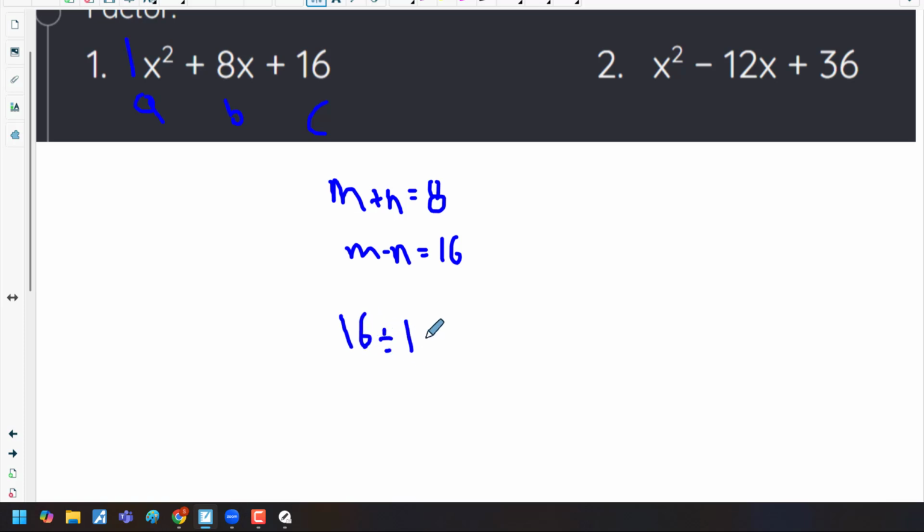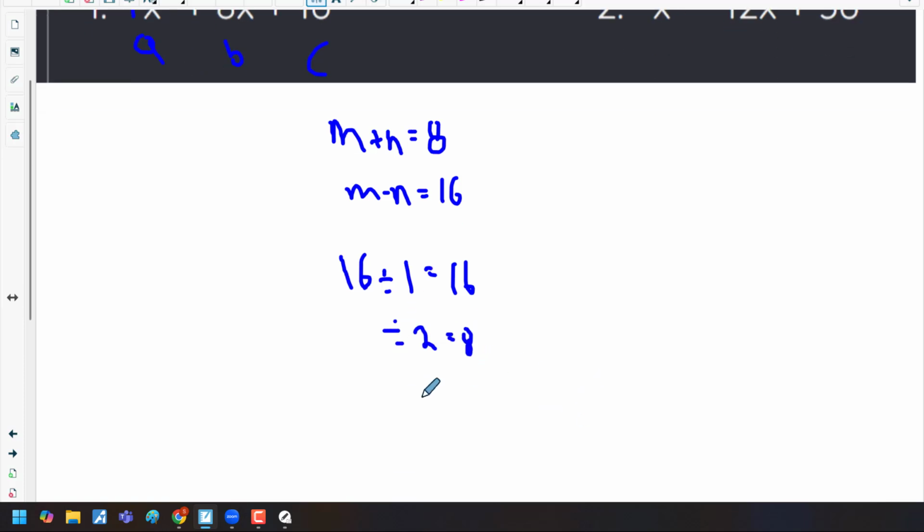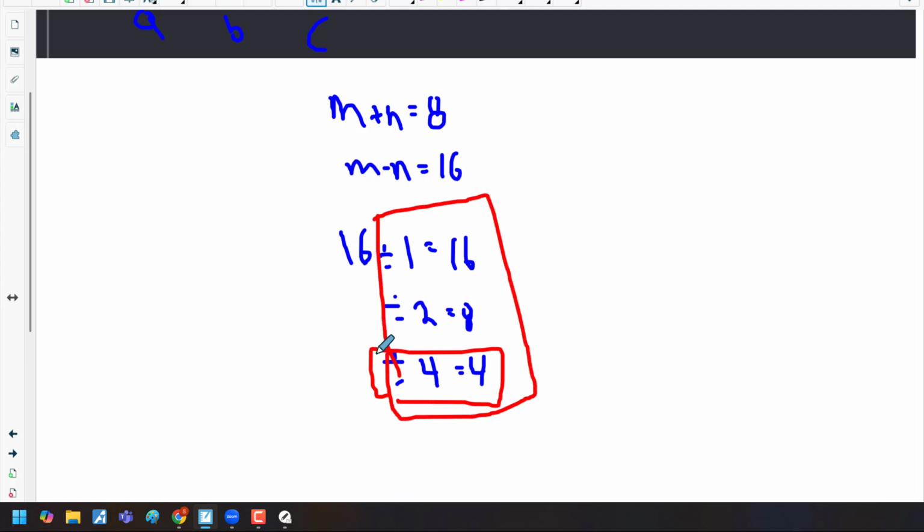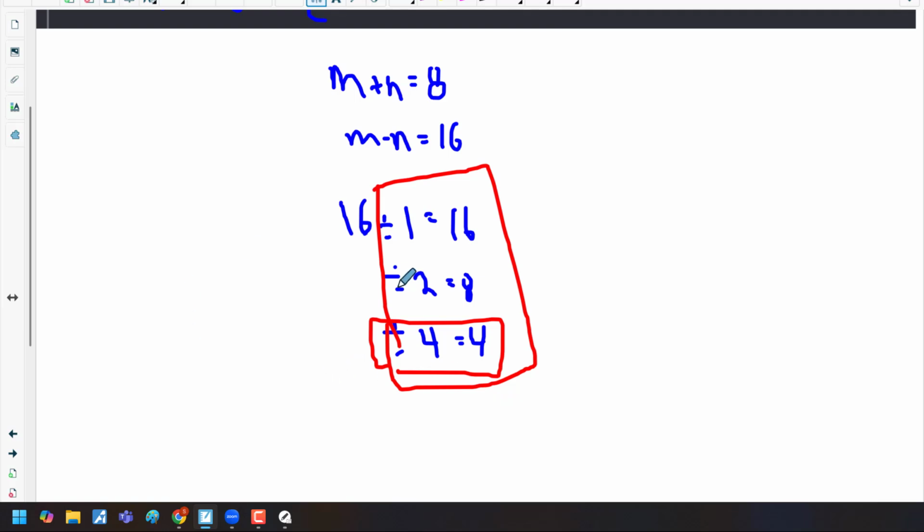So we have 16 divided by 1, 16 divided by 2, which is 8, divided by 3 doesn't work, divided by 4, which is 4. In this case, since we have the numbers 4 and 4 together, you can stop here because number 4 is repeating. So these are all the possible factors. Now you can continue if you want to be sure. You can divide by 5, 6, 7, 8, 9, 10, 11, 12, 13. It's fine. You'll still only get these three sets of pairs: 1 and 16, 2 and 8, 4 and 4.